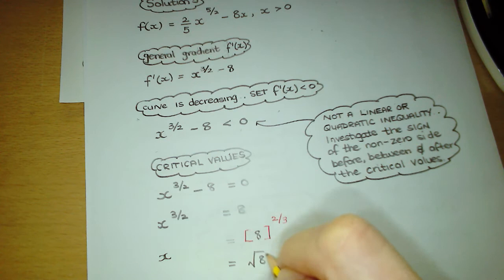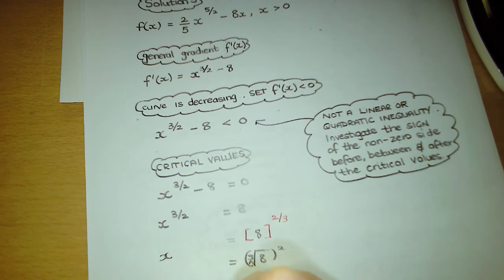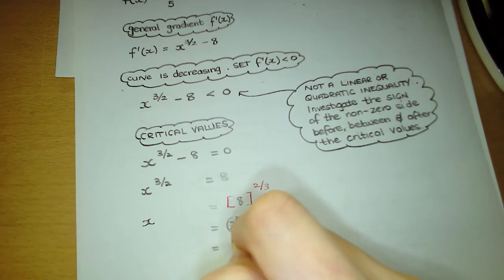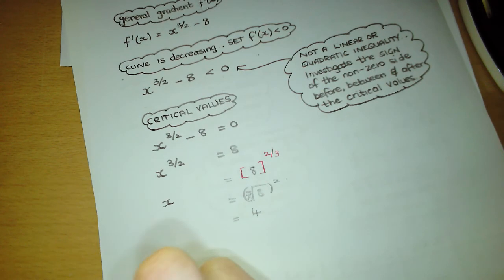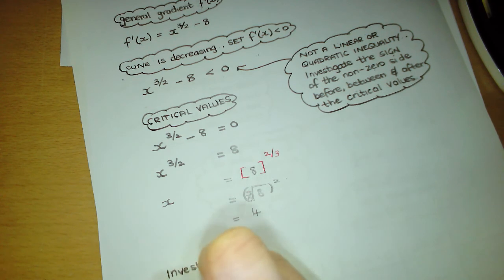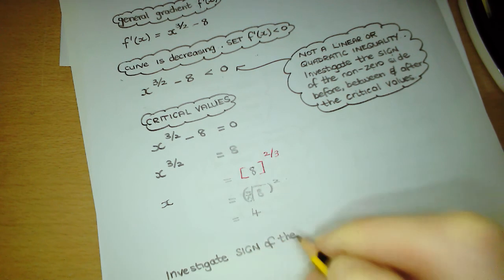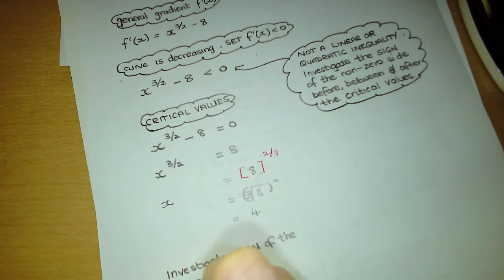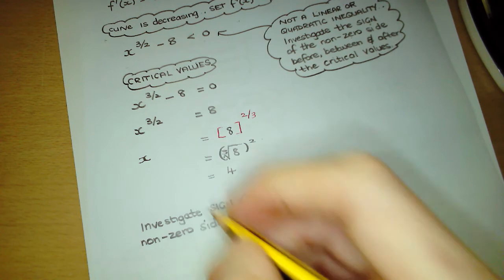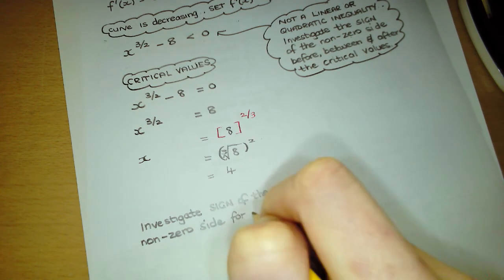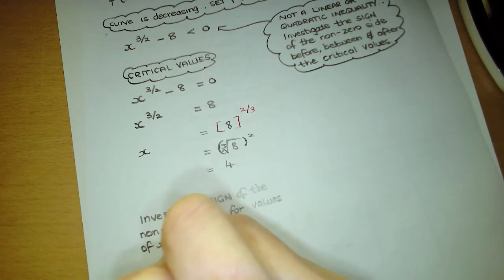You can put the power 2 under the root or outside it. So the cube root of 8 is just 2. Then we're squaring 2, so we're going to get 4. Okay, so there only is one critical value here for x. So we're now going to investigate the sign of the non-zero side for values of x around the critical value.